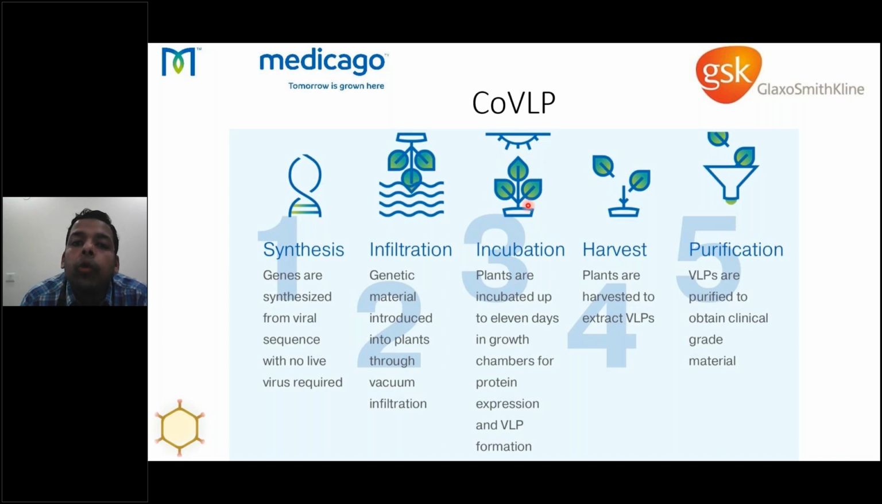Then these plants are incubated for around 2 weeks. While they are incubated, these plants act as a site of expression of this genetic material. The genetic material inside the leaves is expressed and virus-like particles are formed inside the leaves of the plant. Then these leaves are harvested, just broken from the plant, and from that, purified virus-like particles are isolated.